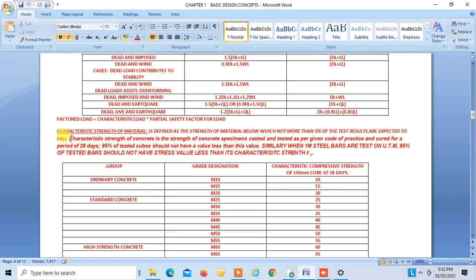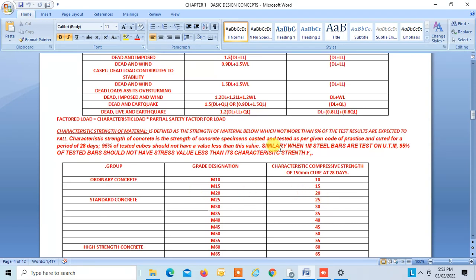For concrete, the characteristic strength of concrete is the strength of concrete specimens, that is cube, casted and tested as per given code of practice, and cured for 28 days. 95% of the tested cubes should not have a value less than this value, right? Say suppose you are testing a cube which is made of M25 grade concrete. You're testing say 10 cubes, then out of 10, 95% of the cubes should give your compressive strength more than or equal to 25 Newton per mm square.